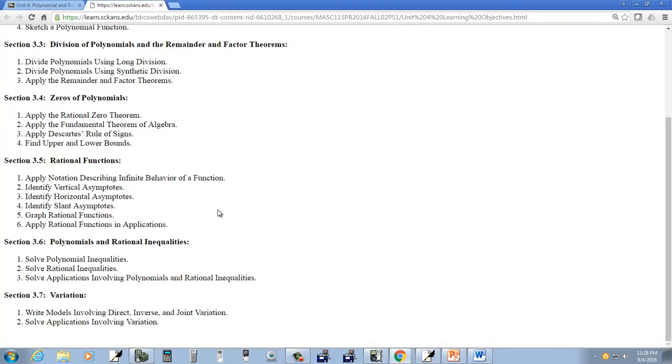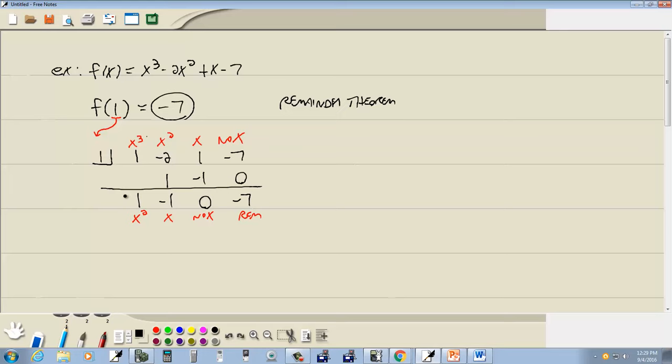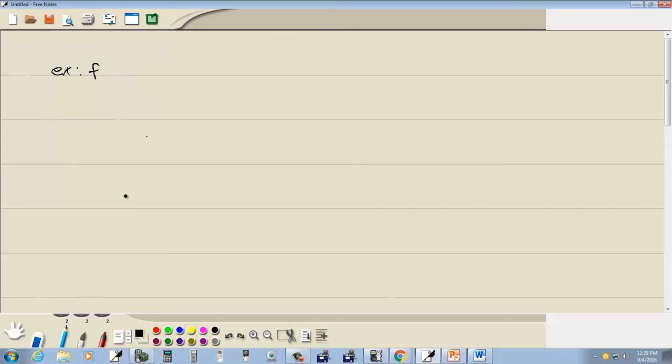Now I'm going to skip over the factor theorem in section 3.3, and let's get down to section 3.4. And we'll talk about the factor theorem once we work some problems down here. So let me clear this off. And I'm going to give you the whole process here. I'll first do one by hand. Let me make up one.